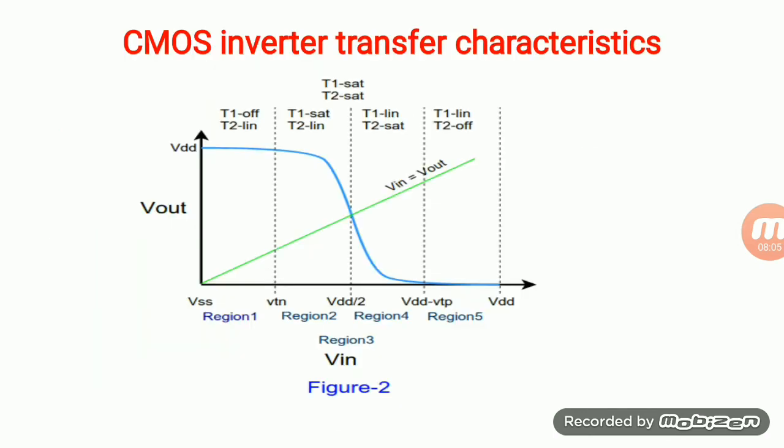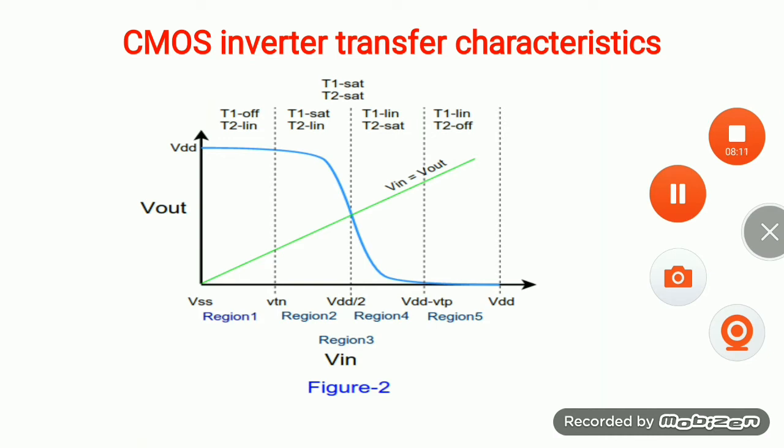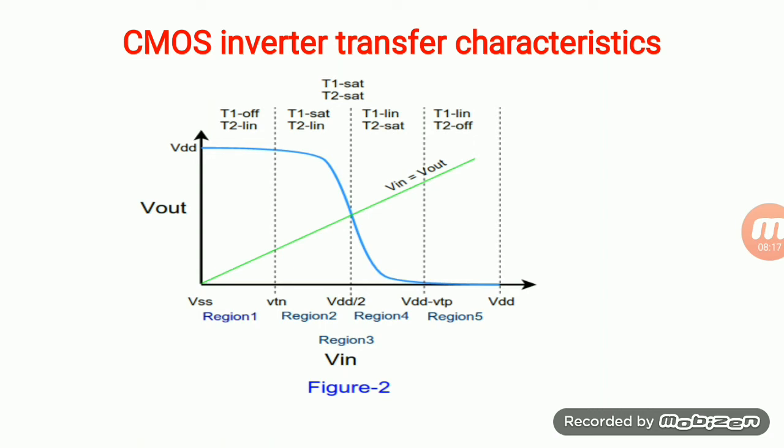Next, we go for the CMOS inverter transfer characteristics. This is also very important. Transfer characteristics means the graph plotted between Vin and Vout. On the y-axis we take Vout, on the x-axis we take Vin. So whenever Vin equal to 0, what is the output of the inverter? It is 5 volts, that is the VDD. VDD in the sense 5 volts. So Vin equal to 0, VDD equal to 5 volts.